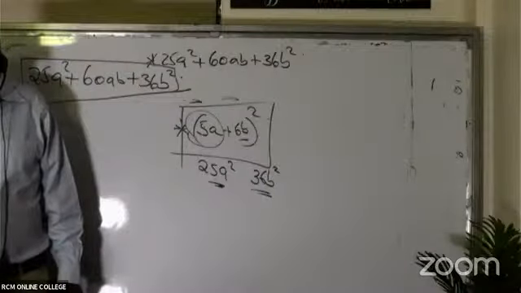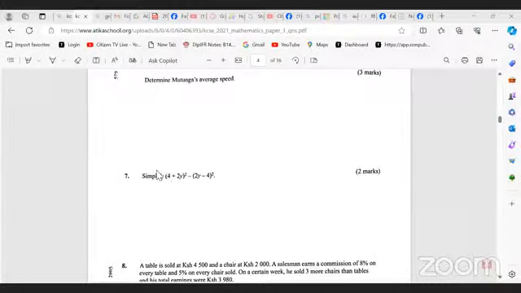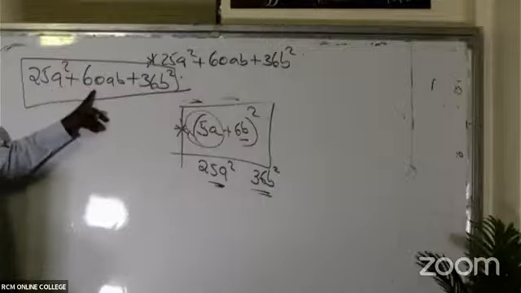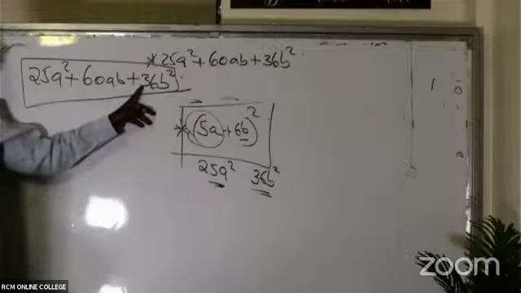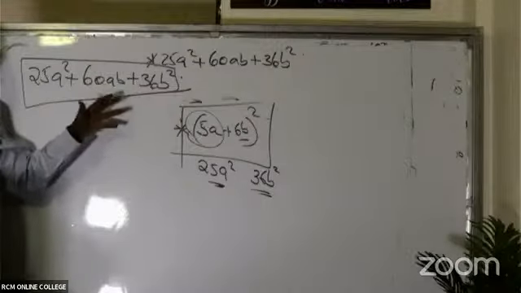Could you please screenshot? It was for the previous. Oh, previous, I'm sorry. Are you talking about this one here? The question that we are done, this one of 25a squared, 60ab plus 36b squared. I don't know whether I've been able to understand how we did it, or you want me to repeat. No, no problem then.